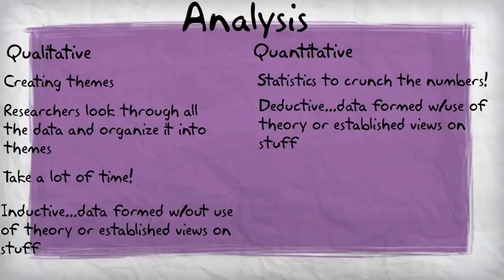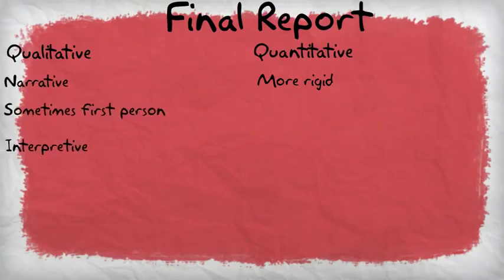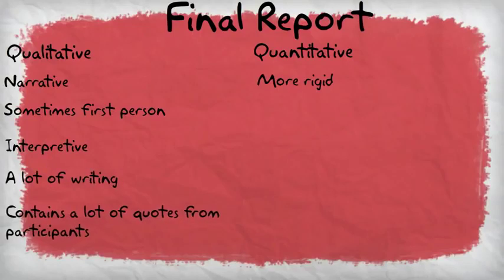Let's talk about the final report. In qualitative research, the final report is usually narrative in nature. The authors will sometimes write in the first person. It's more interpretive, and it contains a lot of writing, and it has direct quotes from participants. The final reports for quantitative research are more rigid in form, and it's more in the form of a statistical report.